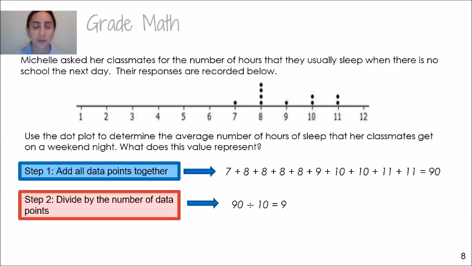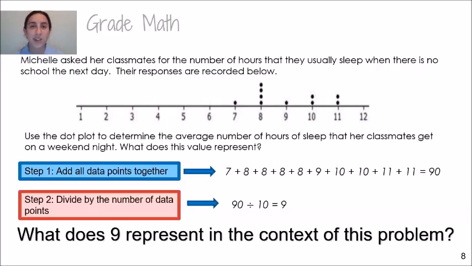Now that we have our mean, we need to be able to interpret it. What does 9 represent in the context of this problem? When I say go, you'll pause the video and go into Desmos and answer this question so your teacher can see if you understand not only how to calculate the mean, but how to interpret it. Ready? Go.